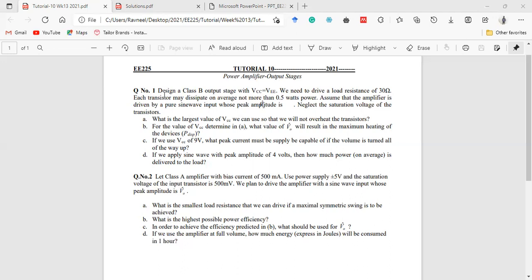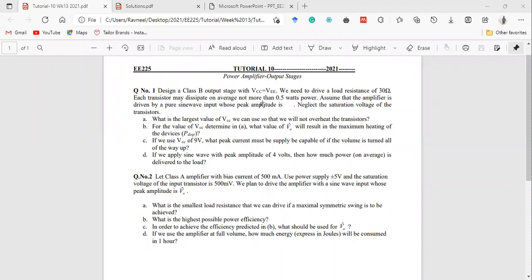So question number one is to design a class B output stage with VCC equal to VEE. We need to drive a load resistance of 30 ohms. Each transistor may dissipate on average not more than 0.5 watts of power. Assume that the amplifier is driven by a pure sine wave input whose peak amplitude is V naught, the V out. Neglect the saturation voltage of the transistor. Part A: what is the largest value of VCC we can use so that we will not overheat the transistor?